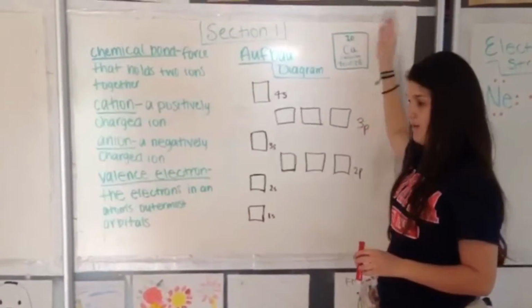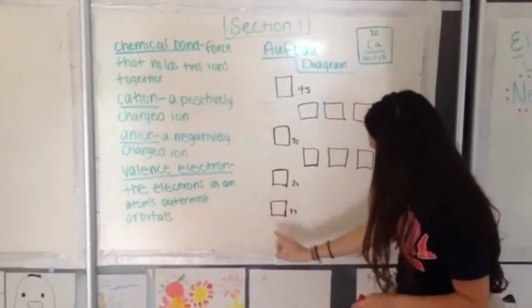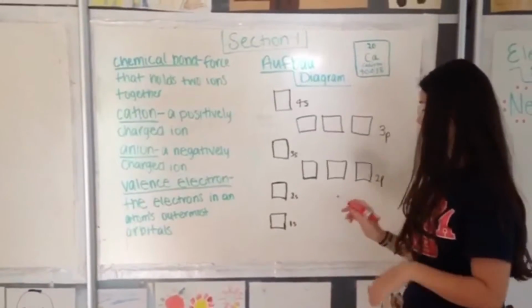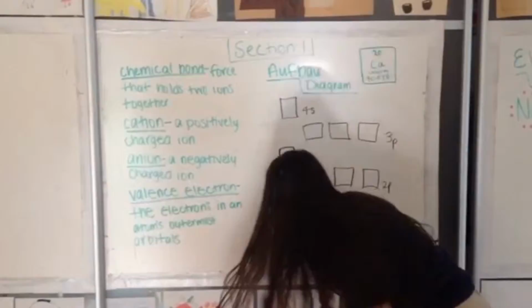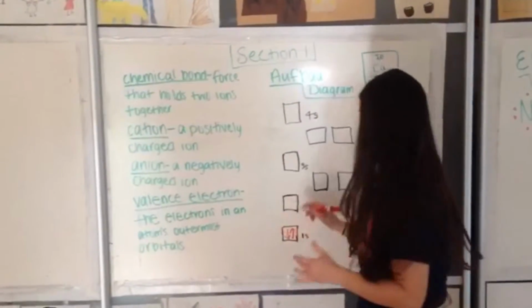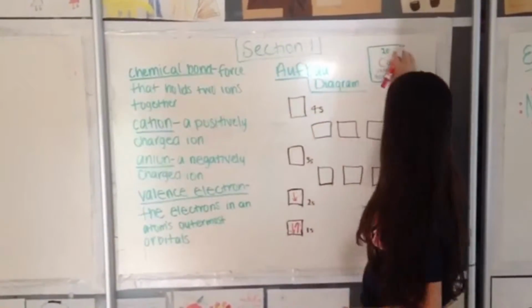So, from calcium, looking at it on the periodic table, I'm going to draw in the electrons in the boxes. Basically the rule is, I'm going to draw an arrow. One arrow represents one electron, but each box has two electrons, so we're going to keep going. We need to make sure we go up to 20.